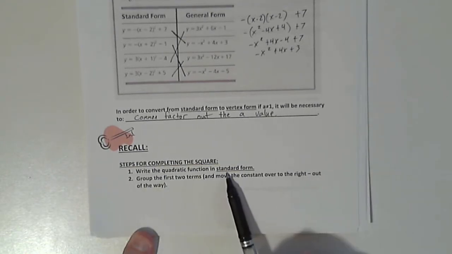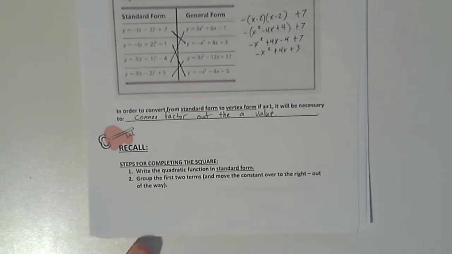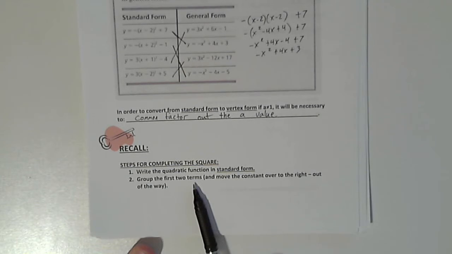Number 1, you have to have the quadratic in standard form. So if you don't yet, you need to get it into standard form. Maybe that's from a word problem, or maybe you have it in factored form and you have to expand. Number 2, group the first 2 terms together. We care about the first 2 terms. We don't care about the third one. Get the third one out of the way. Toss it out.